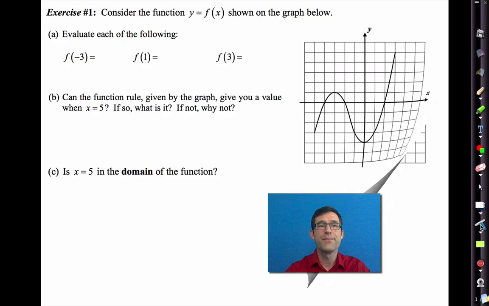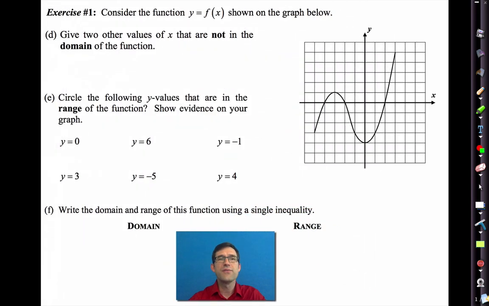Continuing on with this problem, letter D says give two other values of x that are not in the domain of the function. So see if you can figure that out. There's many other values of x, many, because we can obviously choose non-integer values. We can choose values that have fractional parts or even irrational values, although we may not be up to speed on irrational numbers. So pause the video now and come up with a couple more values of x that aren't in the domain of this function, that won't give you outputs.